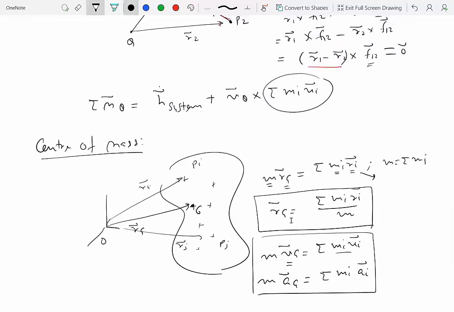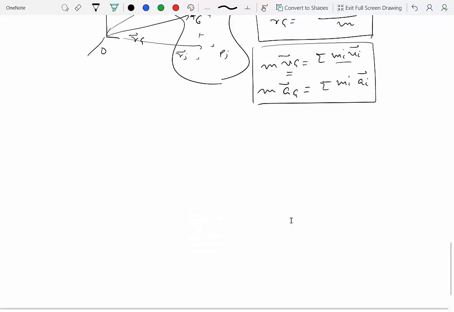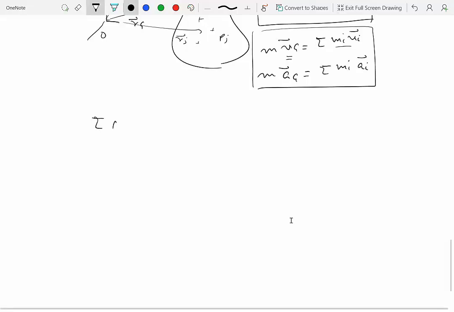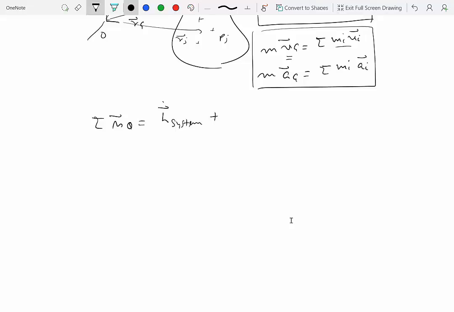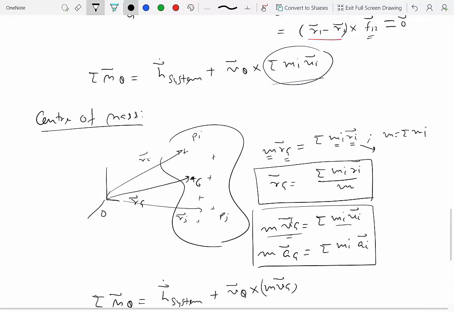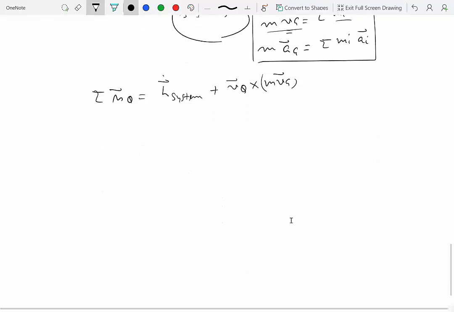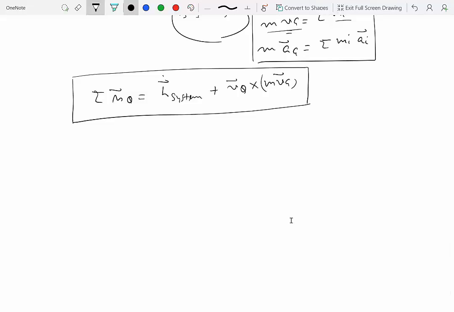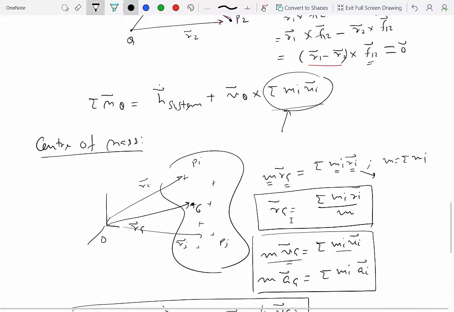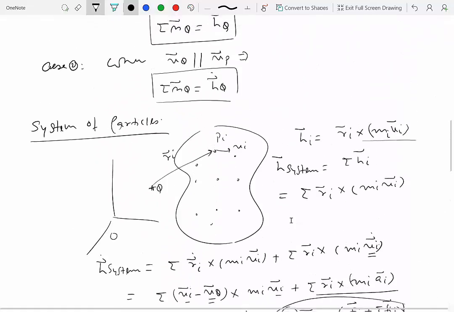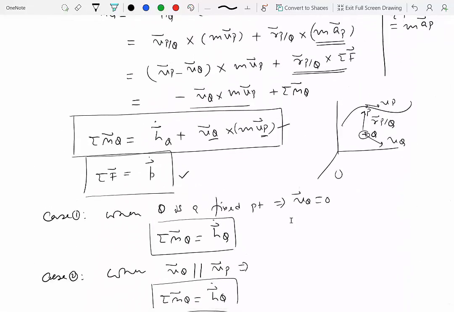So sigma mi vi is something that we have here, right? So that is equal to M times VG. So let's substitute that. We get sigma M about Q equal to H dot of the system plus velocity of Q cross M times VG. Why? Because M times VG is equal to sigma mi vi. That is what we need over here. Okay, so that is the expression for a system of particles, right? And this isn't anything different from what we have seen before, except that now we're doing it for a system. So this is for one particle.